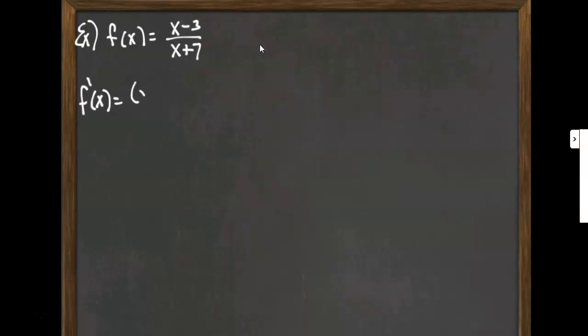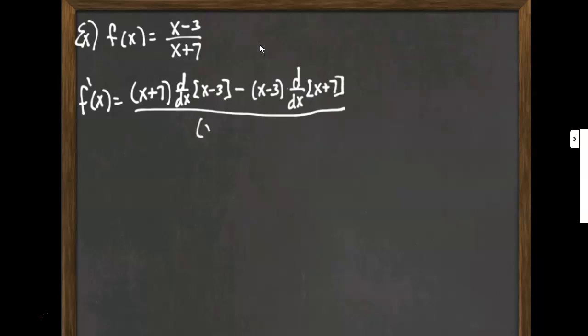So here, f prime of x would be the bottom times the derivative of the top minus the top times the derivative of the bottom all over the bottom function squared. And so here, we need to go through and do the derivative of x minus 3 and the derivative of x plus 7. Well, the derivative of x minus 3 is just 1. And actually, the derivative of x plus 7 is also 1.